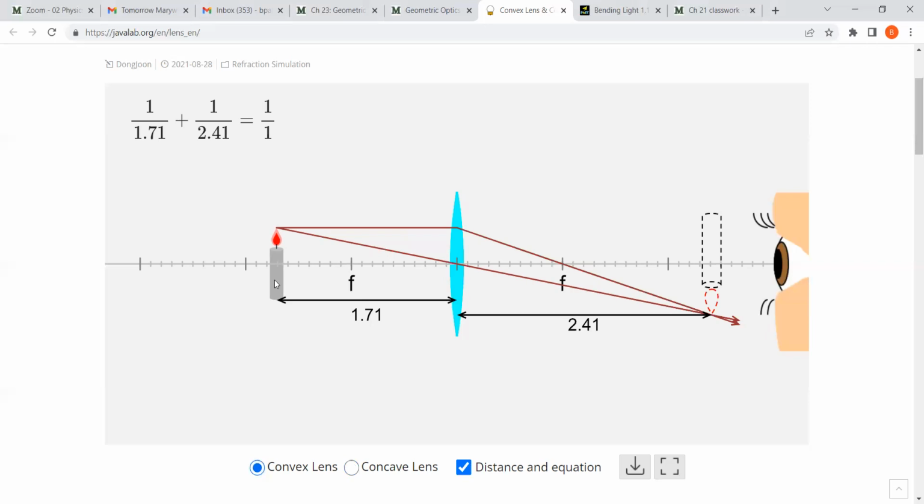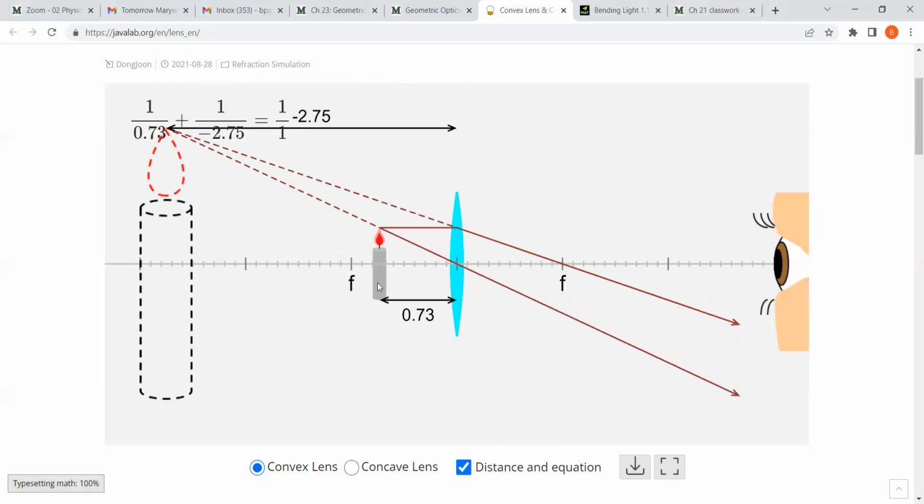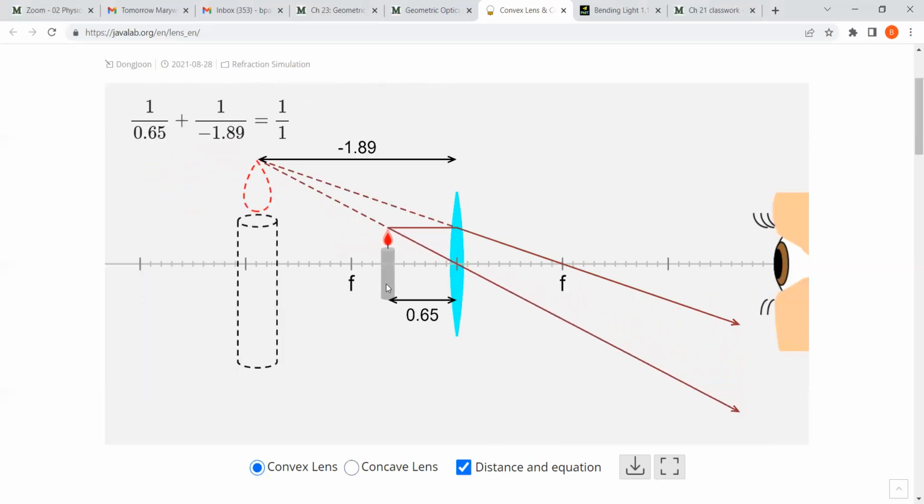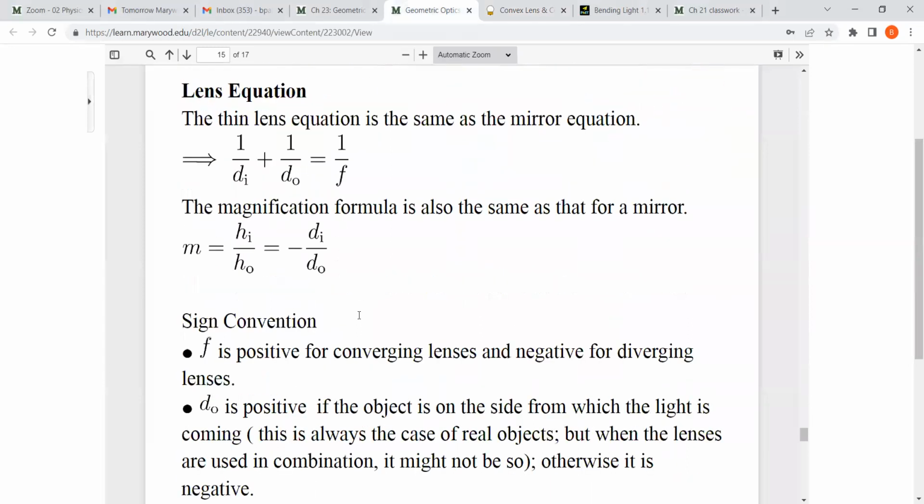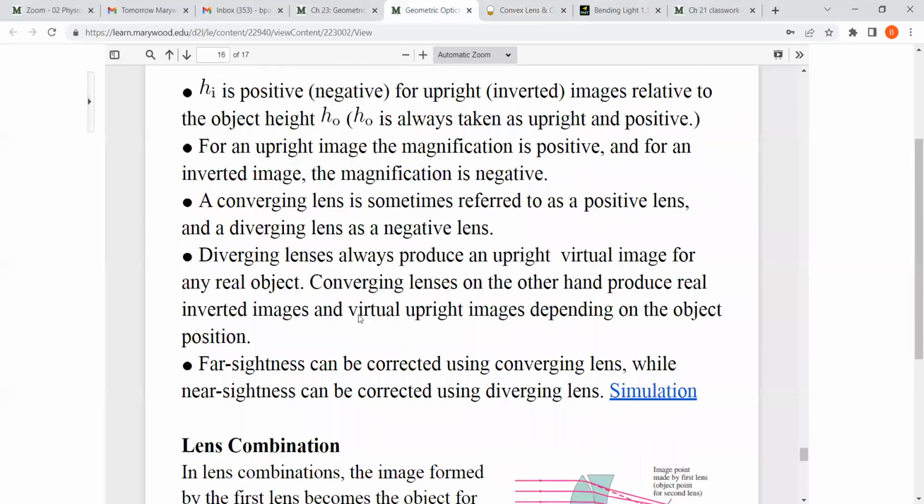Now for a virtual image, you see that the image and object are both on the same side of the lens. The object distance is positive, the focal length is positive, and the image distance is negative, because both object and image are on the same side. All right, so that's about the sign convention. I already summarized it here, so please go through it.